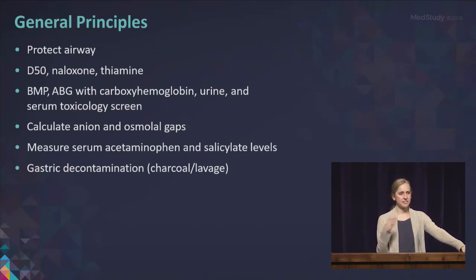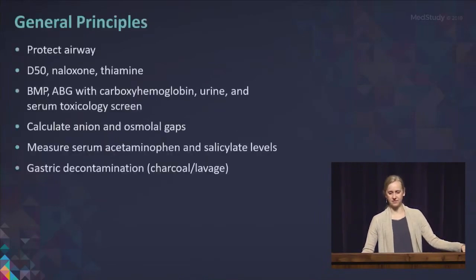You can always give these certain things to try to make sure someone gets better, almost without any data, right? So D50, make sure that they're not hypoglycemic. Naloxone, make sure that it's not an opiate overdose. I think with the opiate epidemic, once again, this is something we want to remember for our upcoming tests. And then thiamine, right? So you want to make sure that if someone is coming in encephalopathic because of alcohol, that you give them thiamine before you push that D50.